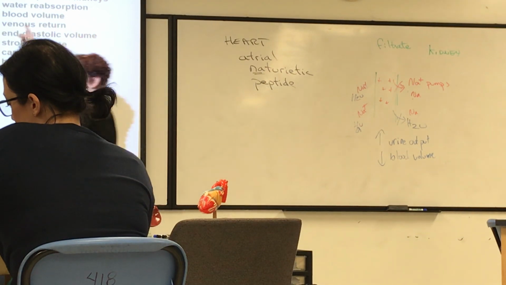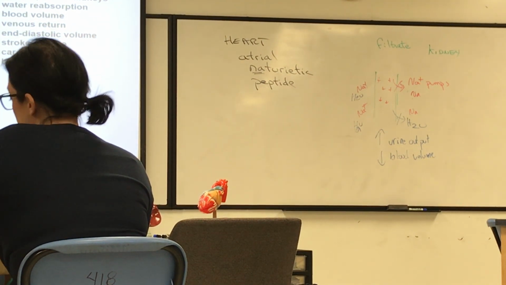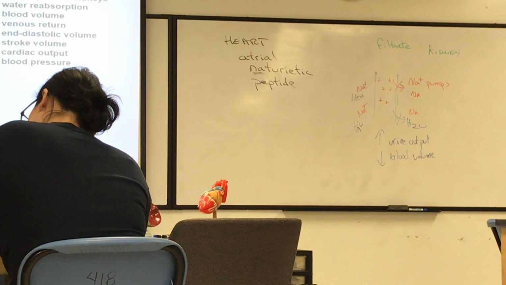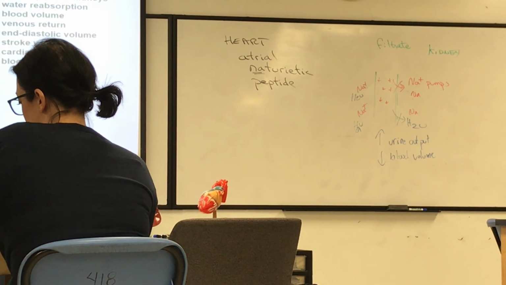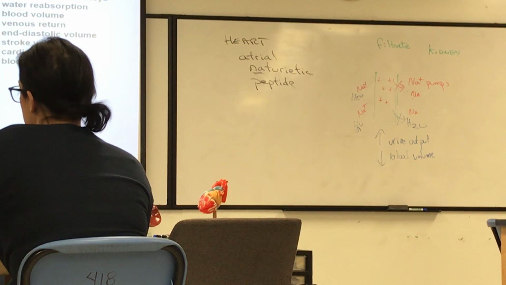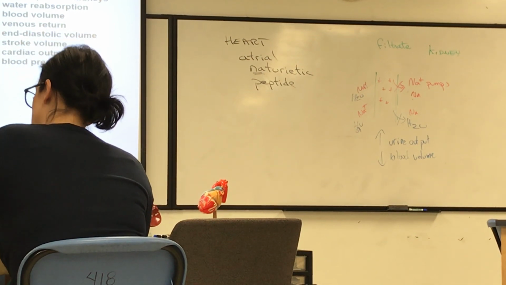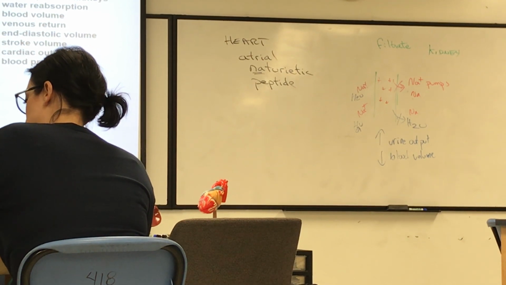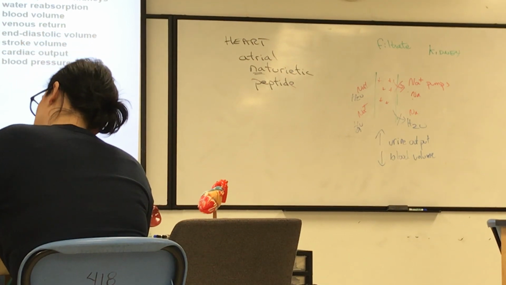So everything here now is a decrease. With the decrease of sodium in the blood, we have a decrease of water. Means there's a decrease of blood volume. Less blood coming back to the heart means a decrease in venous return, which means stroke volume is lower, and therefore cardiac output is lower, and therefore a decrease of blood pressure. Okay?